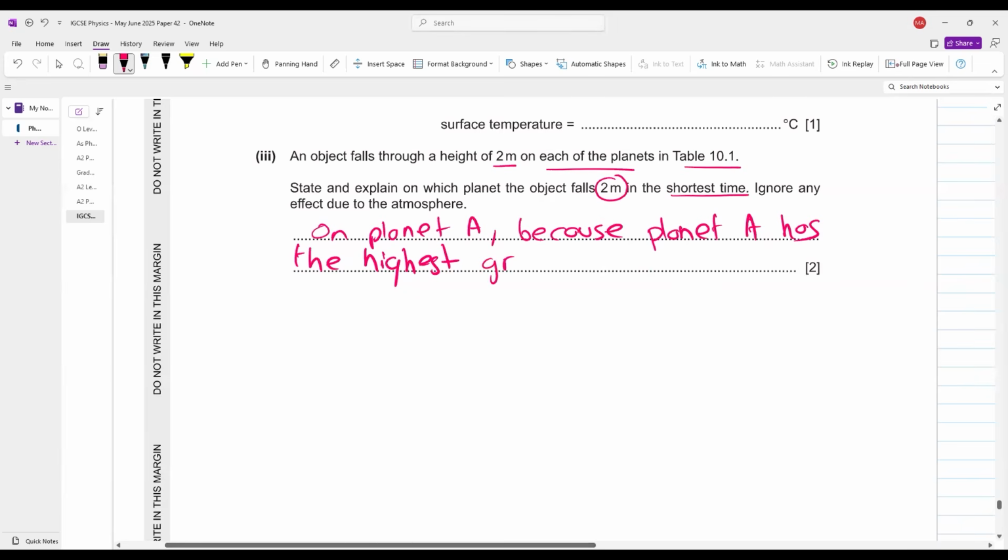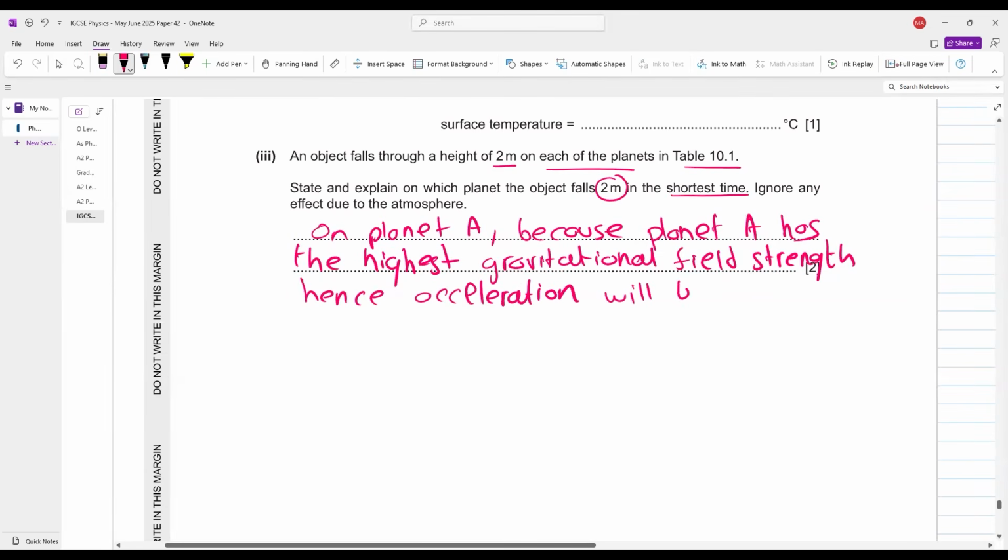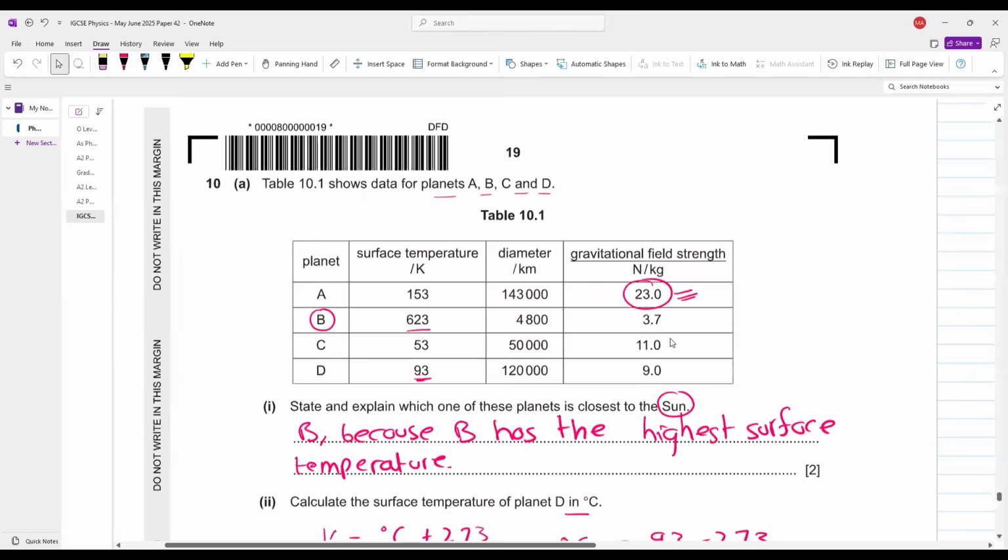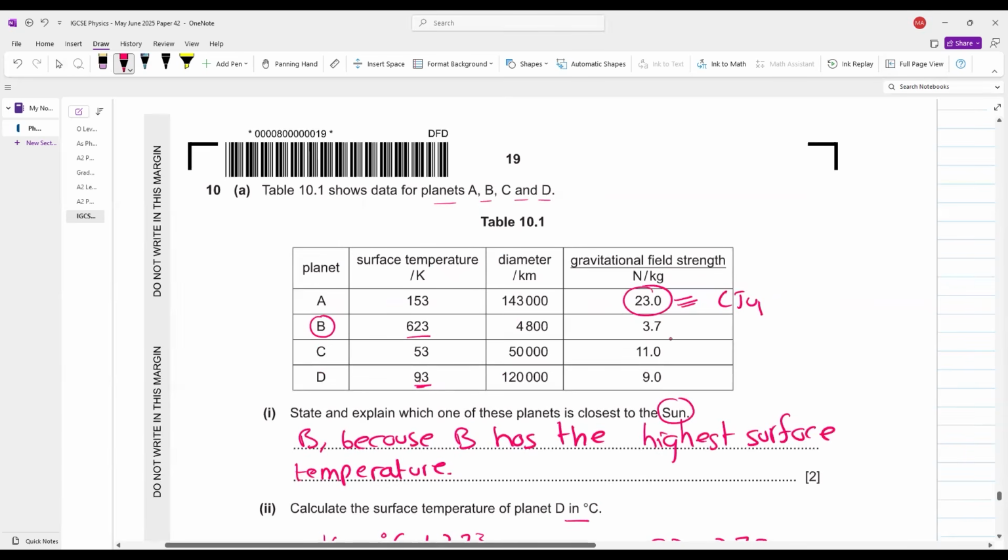Highest gravitational field strength. और यहाँ पे आप लिख सकते हो, hence acceleration will be highest. And just for general knowledge, ये 23 ग्रेविटेशनल फील्ड स्ट्रेंथ कौन से प्लैनेट की होती है? जुपिटर. यू डोंट नीड टू रिमेंबर दिस, जस्ट फॉर जनरल नॉलेज. ओके, लेट्स गो then move ahead.